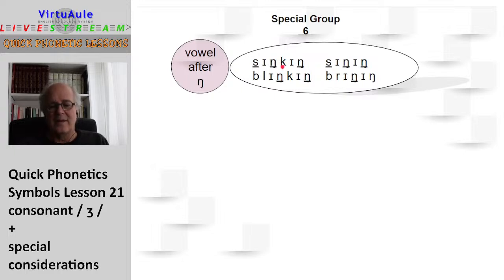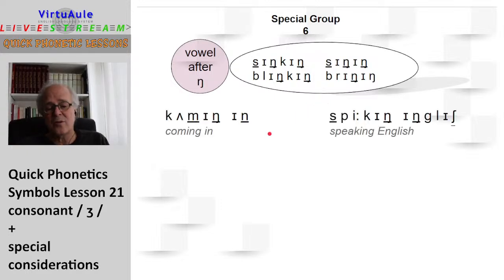Okay, the last special group is the sound after the ng, where we have no syllable following. Sinking. There are no syllables following the N sound. Here instead you will hear a little bit of a G. Singing. Blinking. Bringing. Okay, so there's just a little bit of a G pronounced here. We don't really put it into the transcript, but it's there. Coming in. You hear? Coming in.